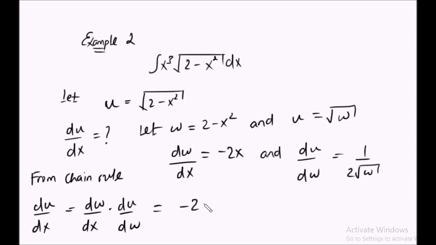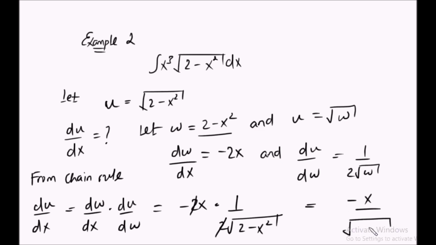So dw dx ni hiyo minus 2x times 1/2 the square root of w, lakini w ni nini? Ni huyu, so it's 1/2 the square root of 2 minus x squared. So 2 na 2 zinaondoka, okay? So du dx ni nani? Ni negative x over the square root of 2 minus x squared. There. So let me start a fresh page.